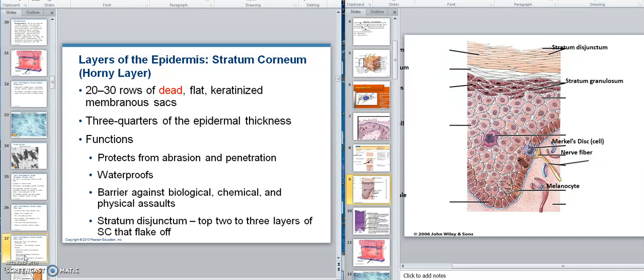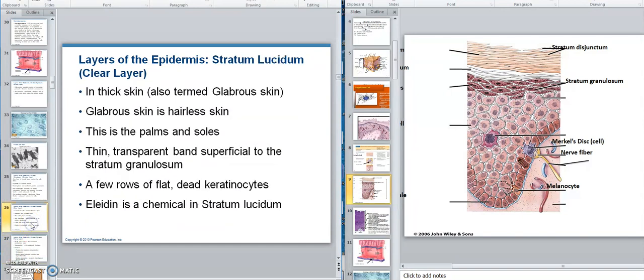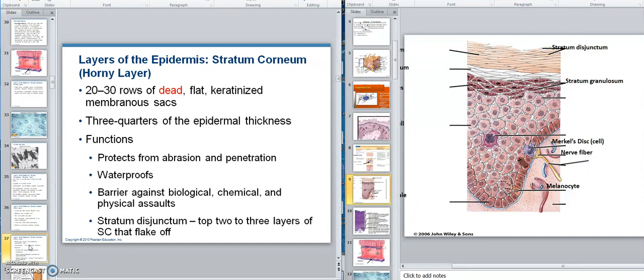Then we get to the stratum corneum. Now, in the stratum lucidum and the stratum corneum, the cells really are dead, to be honest. They're too far away from the blood supply. Diffusion only does so much here, because you need a lot of oxygen for mitosis, and you do some in the granulosum to produce it. But once you get up in here, those cells are dead. So you have about 20 to 30 rows of dead flat cells.